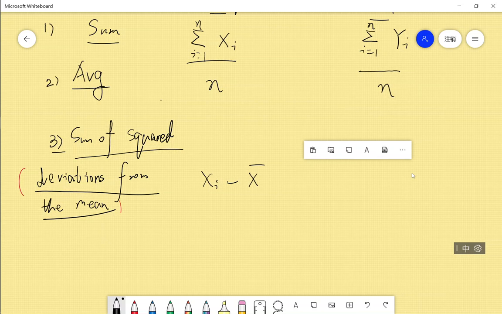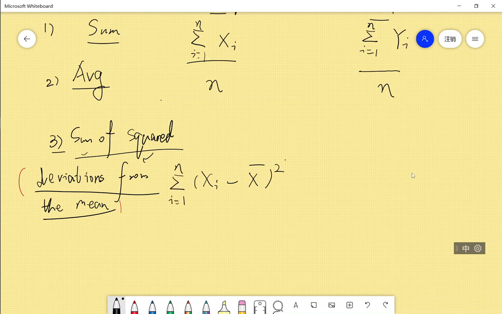You just subtract that, and that will give you a deviation from the mean. Okay, and you need to square that. That is squared. And the final thing is just to sum all of that, so you need to add a mathematical equation, i equals 1 all the way up to n. So that is the sum of the square deviation from the mean.